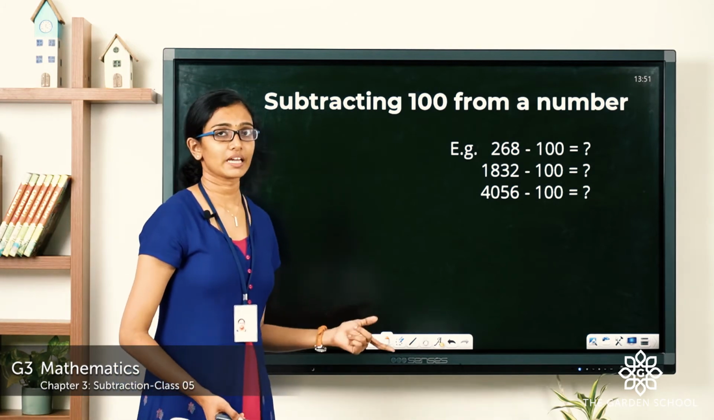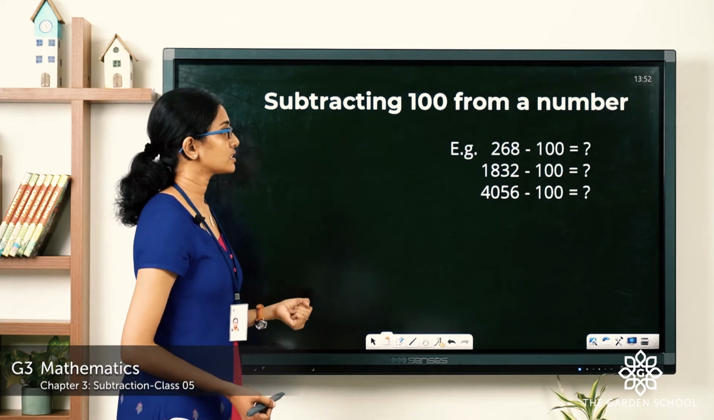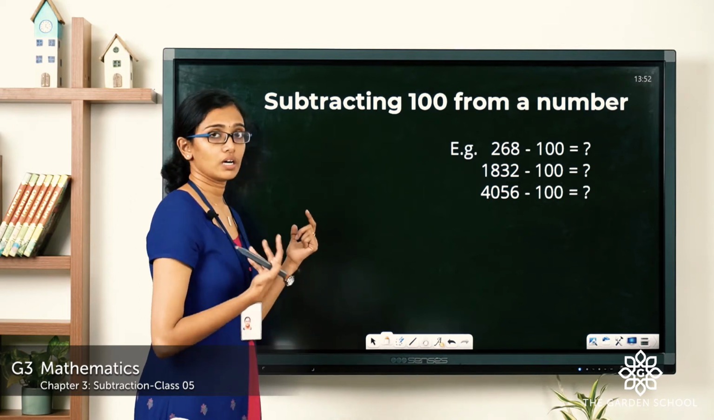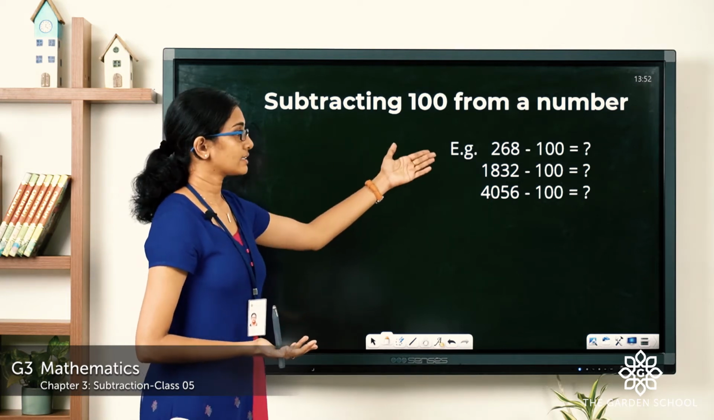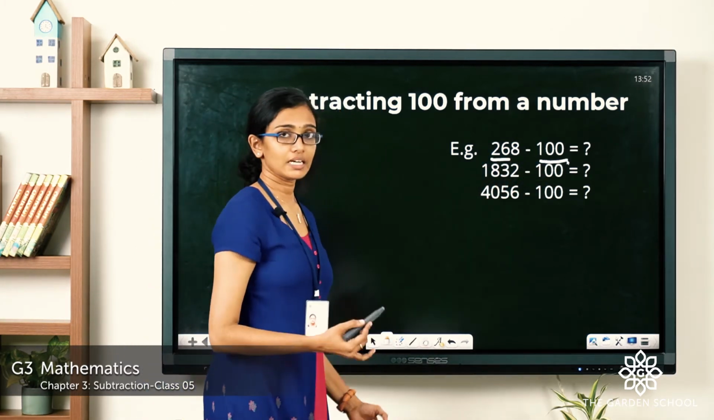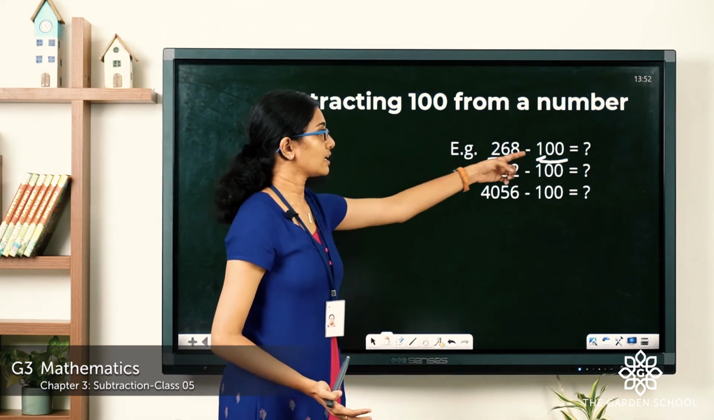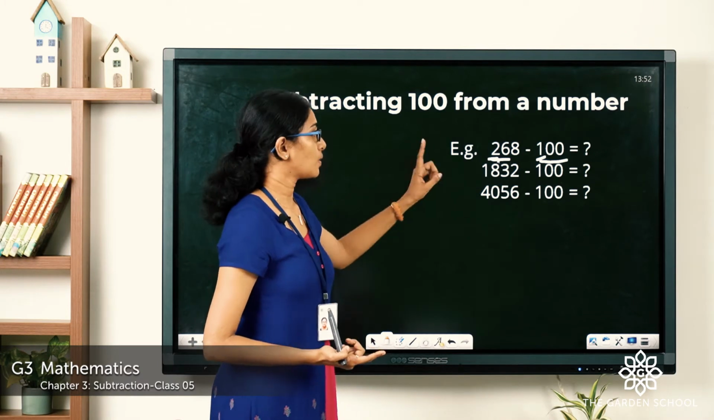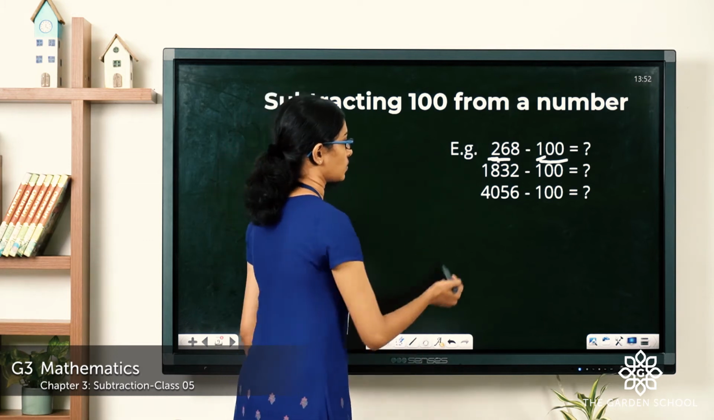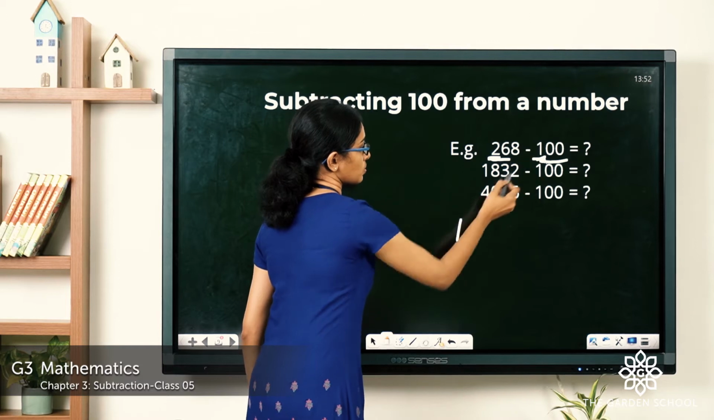Now, if that was the case with the number 10, let's see the case with the number 100. 268 minus 100. From the examples we saw with the subtraction of 10, can we write the answers for these easily? So 268 minus 100. Here the hundreds digit is 1 and here it is 2. So since this is greater than that one, only the digit in the hundreds place should change. So with that in mind, we can easily write the answer for this subtraction. 2 minus 1 is 1.